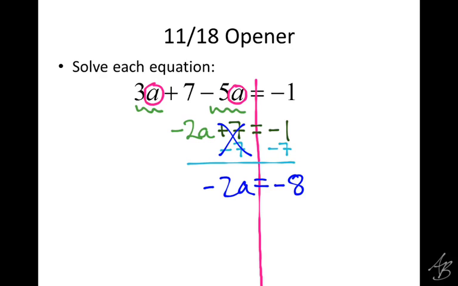Then what? Divide by 2. Okay, this is negative 2 times a. Common mistake here is adding 2 to get rid of that negative 2. But it's a negative 2 times a, so we need to get rid of it by dividing. So we divide by negative 2 on both sides. And when those negative 2's cancel each other out, what does that leave? A. And on the right side, negative 8 divided by negative 2? 4. Positive or negative? Positive. Positive 4. Good.